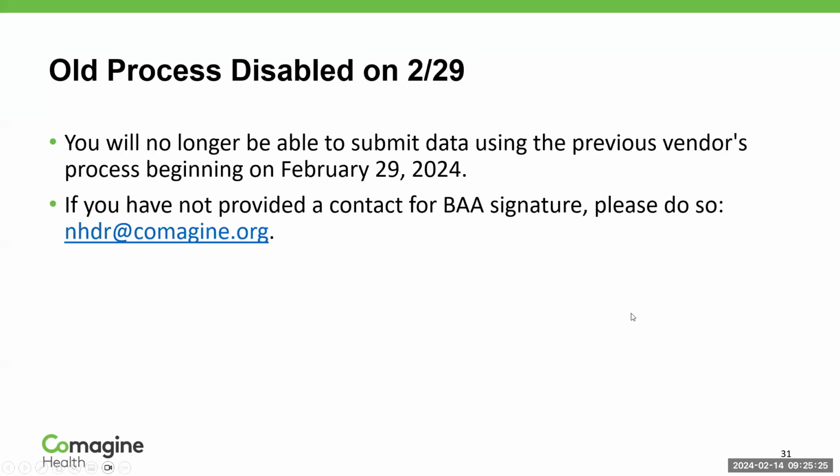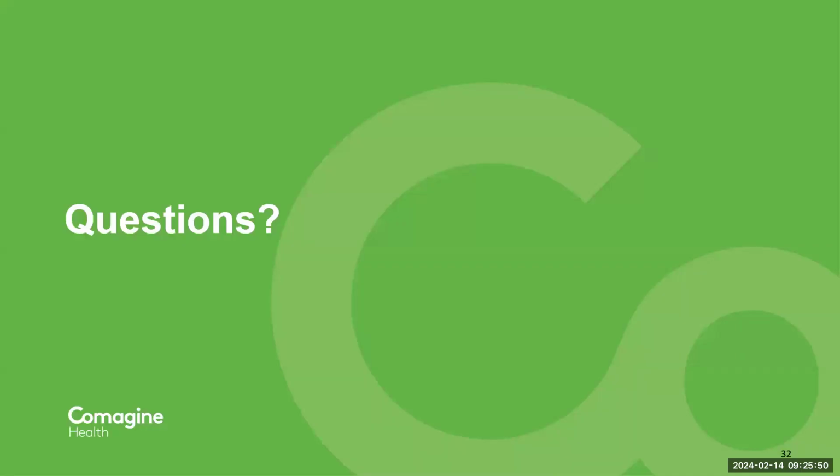And then, as Tom and Brian mentioned, we will be disabling the old vendor's process beginning February 29th. So moving forward, please use this new process. Please get your BAA in place. We know that that's an extra step that needs to happen before you can start. So please let us know what we can do to help with that, and then get your new data submitted. That is the end of the presentation. So let's go ahead and answer any additional questions.